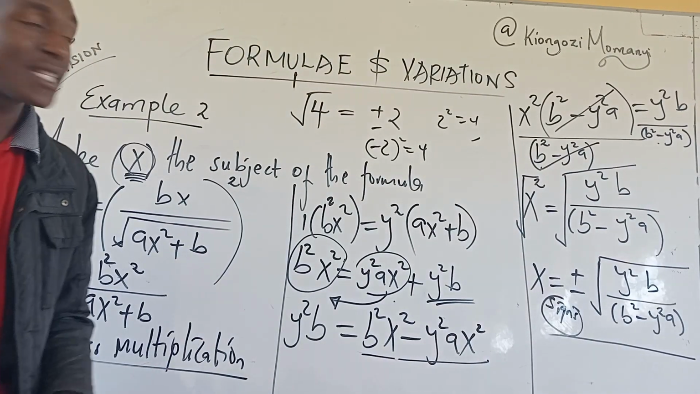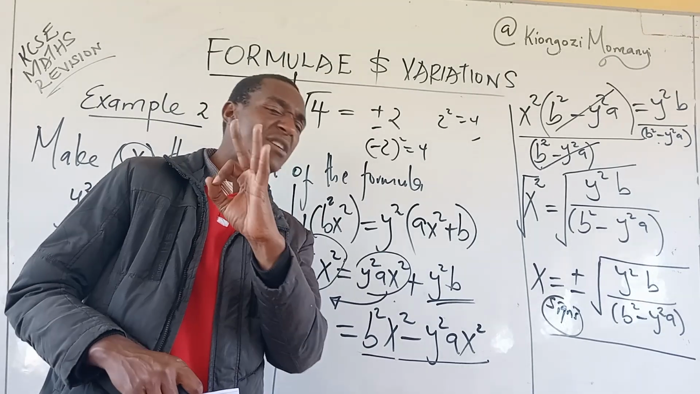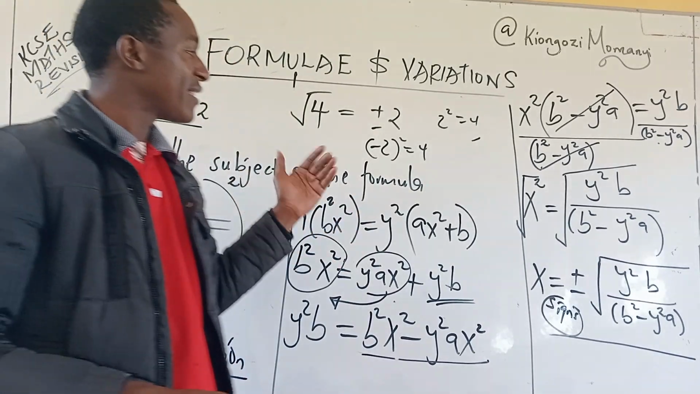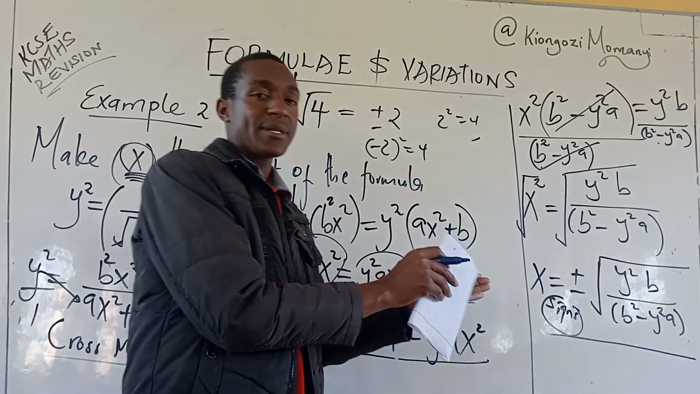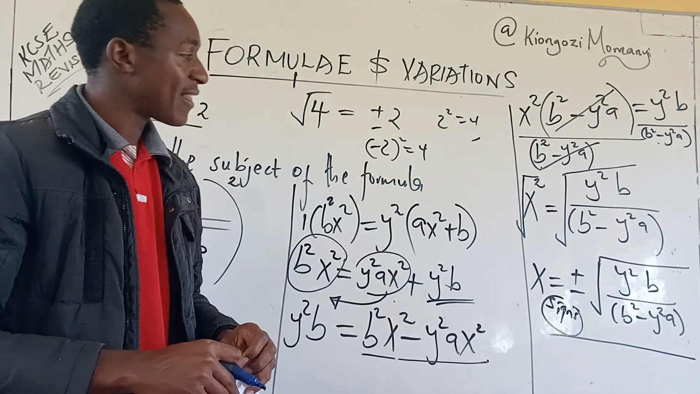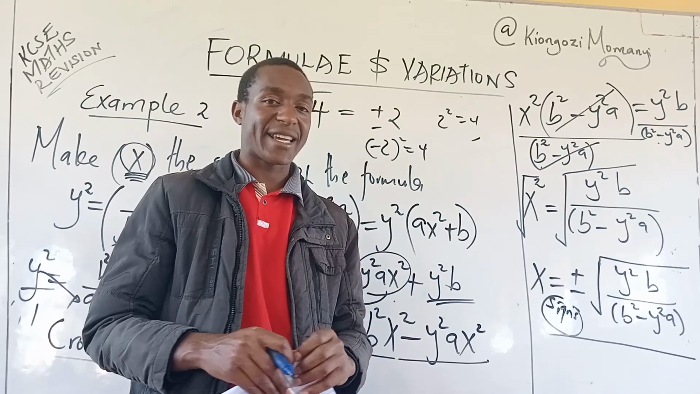So we have done our two examples. You are able to remember very key things. Number one, making the subject of formula requires you to ensure that you put together the like terms and factorize those values that are supposed to be removed outside the bracket.